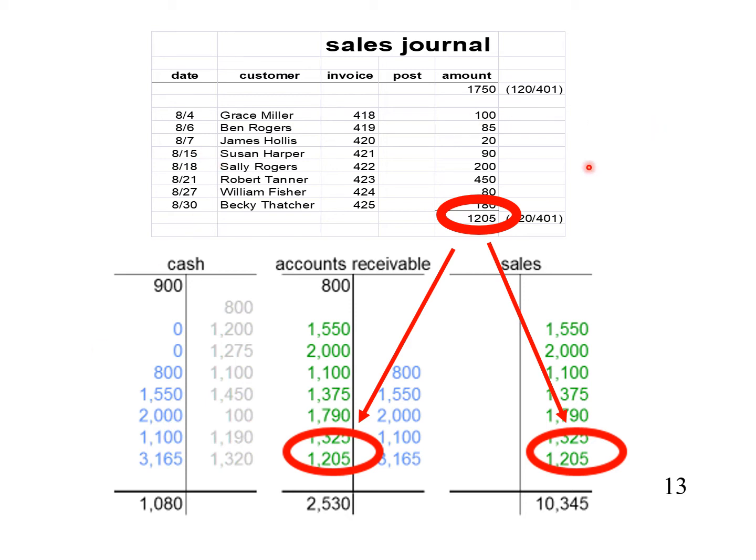Now, if you don't know what a sales journal is, instead of using the general journal back in the old days, hopefully you can see this little sales journal makes it much easier to record hundreds of entries if we're doing it with paper and pencil. So instead of using a general journal for sales, many companies used a sales journal. And then periodically they would post from the sales journal: debit accounts receivable 1205 and credit sales 1205.